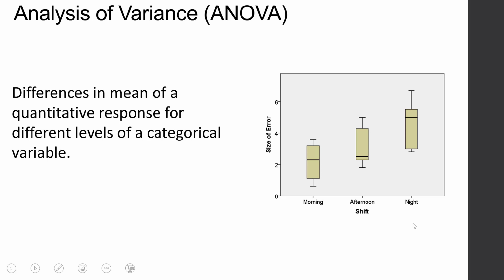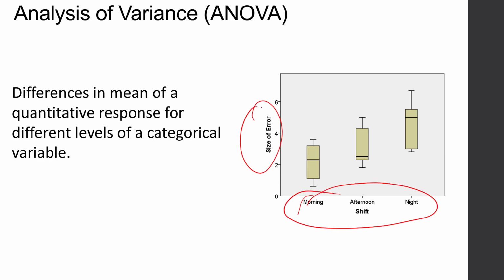All right, so we learned analysis of variance already, ANOVA, and this allowed us to determine if there were differences in the mean of a quantitative response for different levels of a categorical predictor. So here we've got an example where we have morning, afternoon, and night shift, and size of some kind of an error on a production line. So the response variable there is quantitative, but the predictor is categorical.